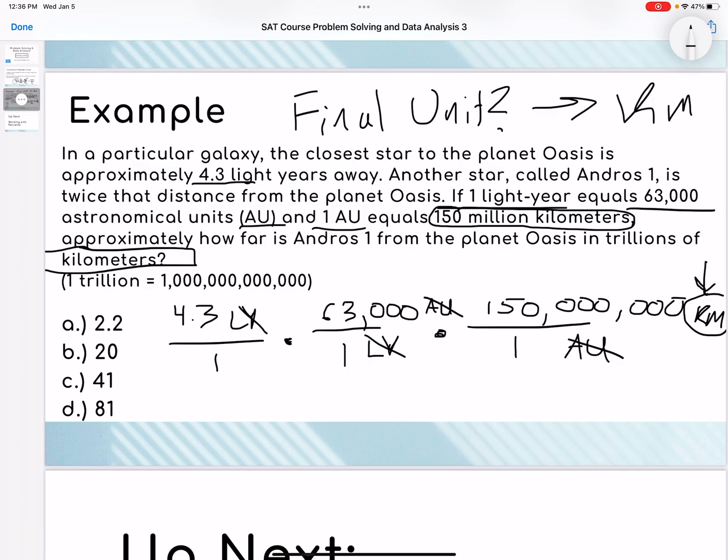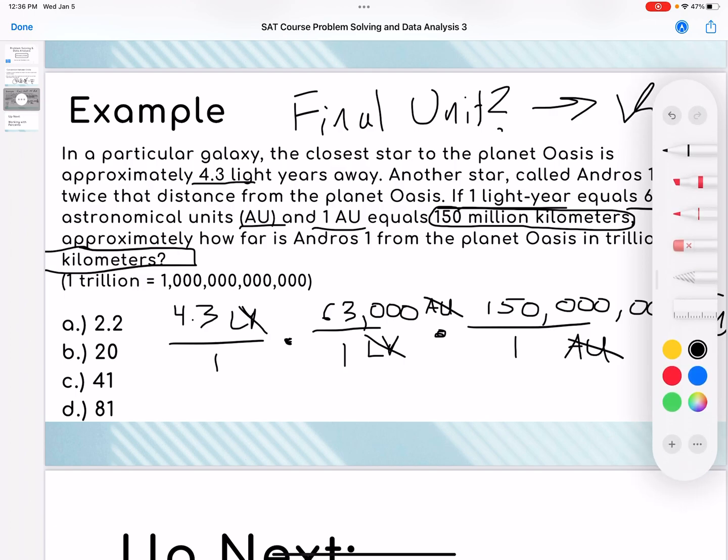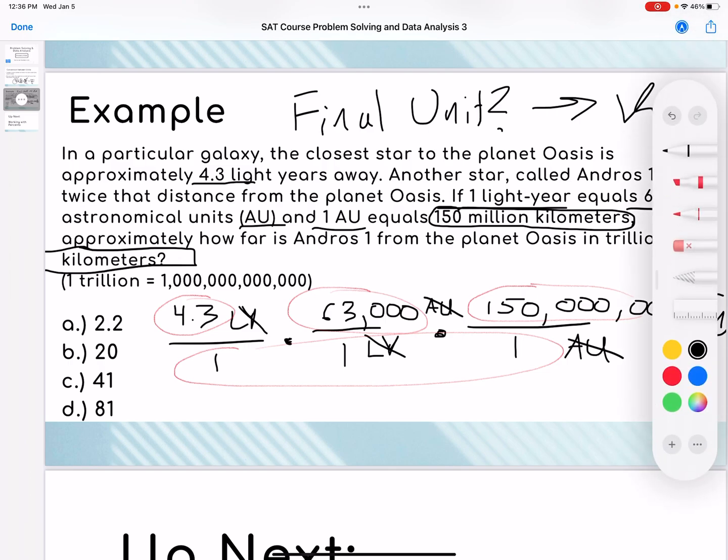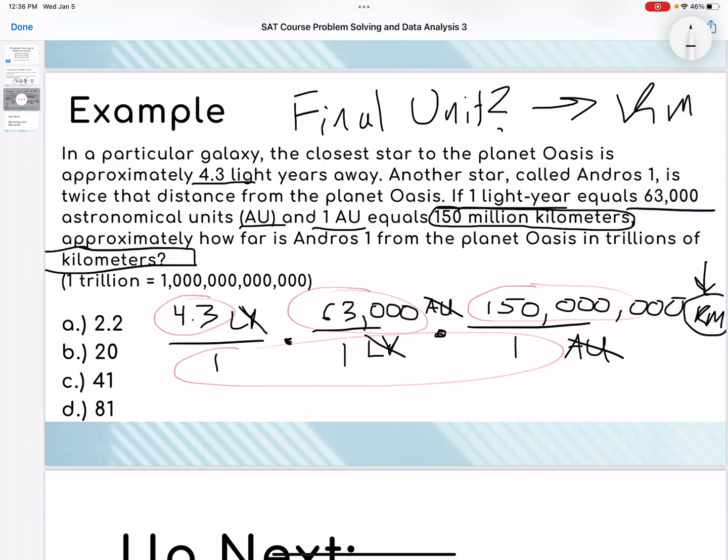So now we need to multiply this 4.3, 63,000, and 150 million. And when we do that, and then we divide by the denominators, which is, of course, 1 times 1 times 1, and you can pause the video if you'd like to figure that out, you should find 8.1 times 10 to the 13th. It'll probably give it to you in scientific notation like that.